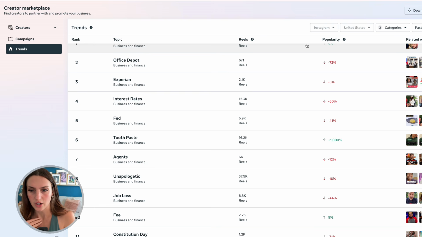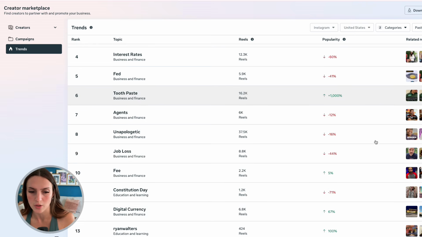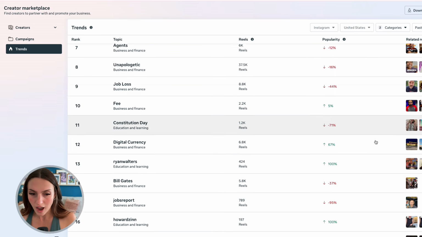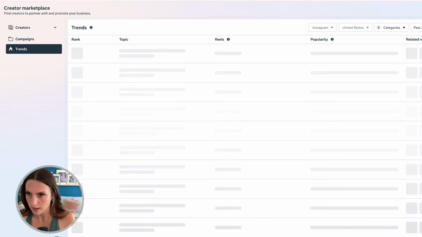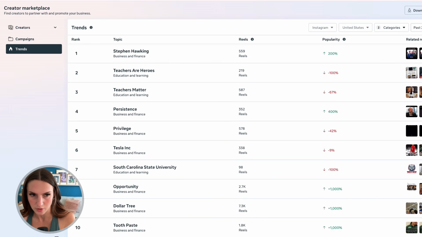So you can see here are things that are going up and down. Some of it's nonsense, right? Toothpaste, why in the world is toothpaste going up? So there are some glitches, but other things are very interesting. Let me sort by past 24 hours, or I think it was the 7 days. I was doing this morning.